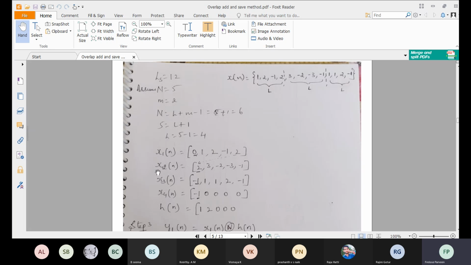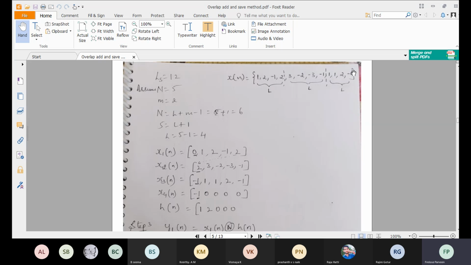Next, x2 of n, again I'll take this 2. From the previous, I'll take the last number 2. I'll write down 2 here and I'll write 3, minus 2, minus 3, minus 1. This is N number of samples, capital N, that is 5. These all are N number of samples. Got it? Next, this minus 1 I will write here and I'll repeat this one, 1, 1, 2, minus 1.